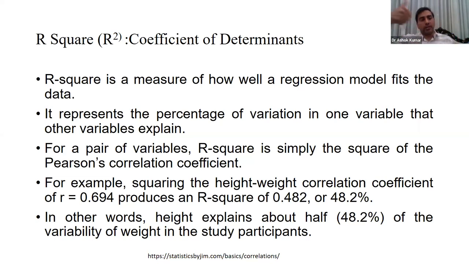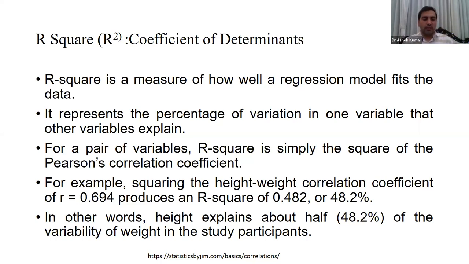Okay, the square of that R is R square. It is called the coefficient of determination. So R square is a measure of how well a regression model fits the data. It represents the percentage of variation in one variable that the other variable explains. Here, one variable is the dependent variable and the other is the independent variable.